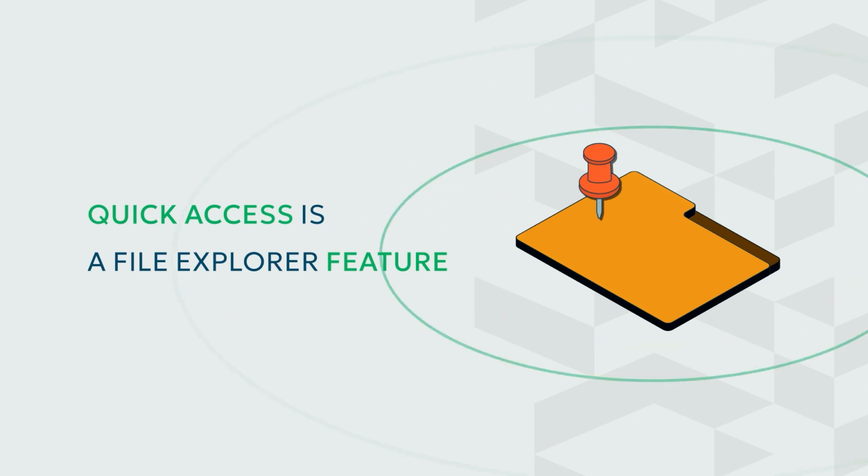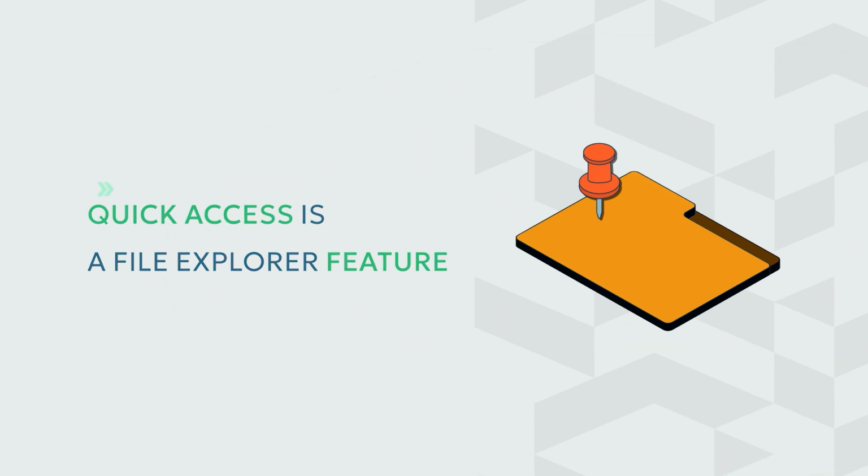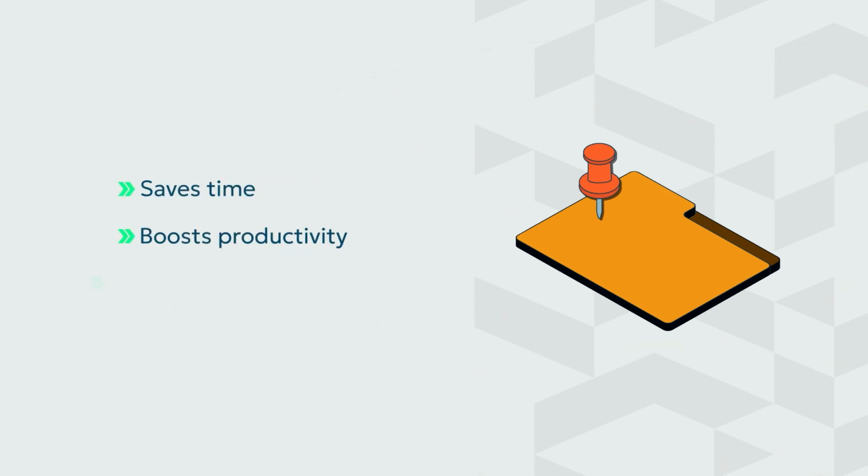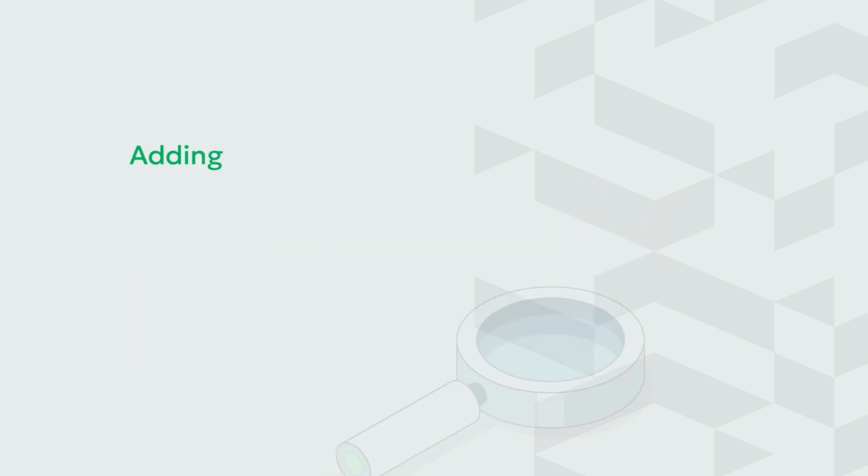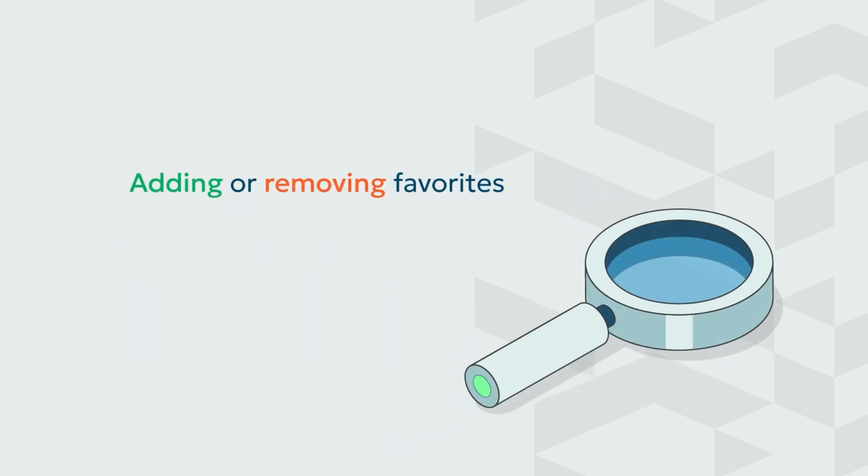How to add or remove favorites in quick access. Quick Access is a File Explorer feature that lets you pin your most used folders for fast access. It saves time, boosts productivity, and keeps your workspace tidy. You can modify this feature by adding or removing favorites to help streamline your workflow.